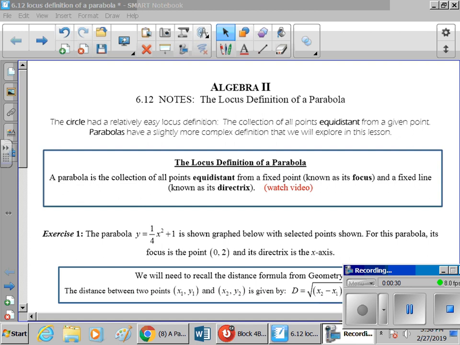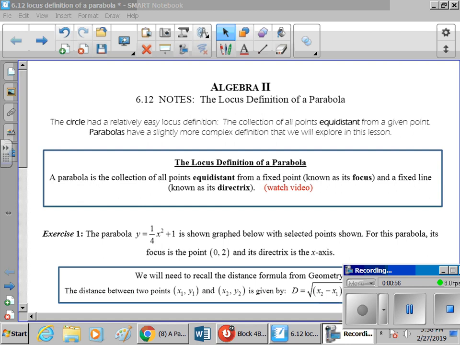We know about locus from geometry, let's hope. We'll talk a little bit about it in the video that we're going to watch, just a quick one. So the circle's locus definition is a collection of all points equidistant from a given point. So if you think of a pencil attached to a rope or a string, also attached, let's say, to a tack, and you loop it around your paper, you get a perfect circle.